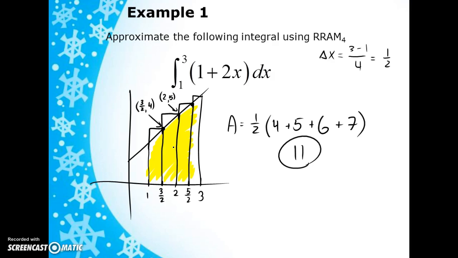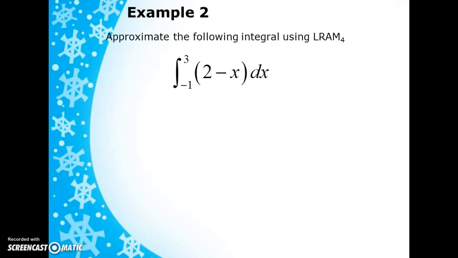Really, the only big surprise here is that putting little numbers, a's and b's, on my integral symbol is giving me the exact area. I'm approximating this exact answer using rectangles. Alright, so pretty much the same thing again.